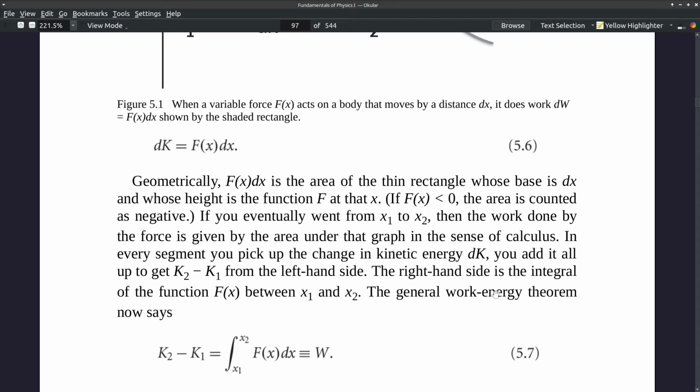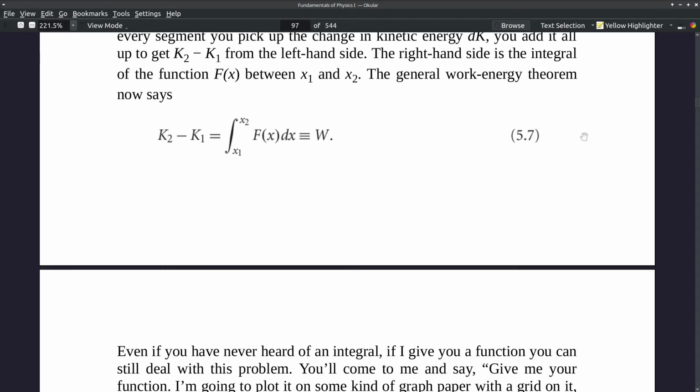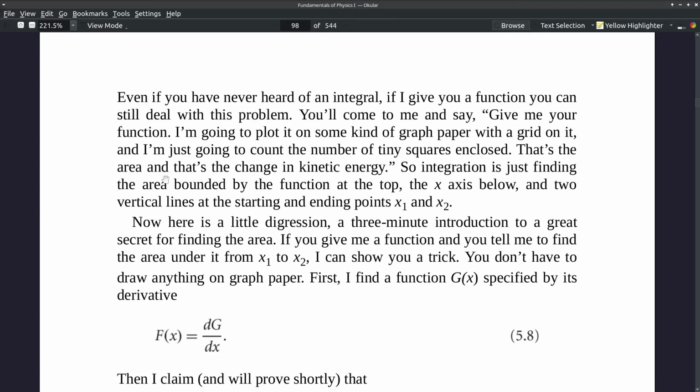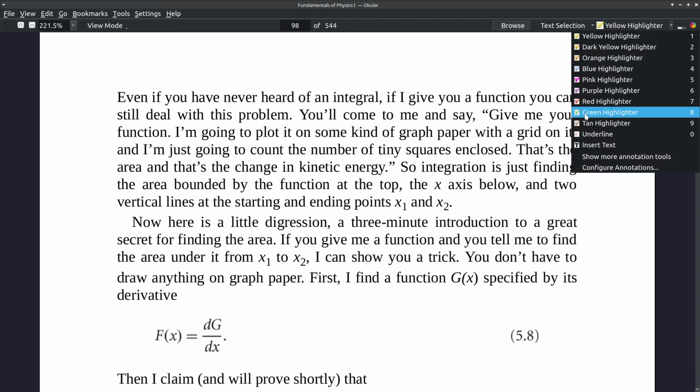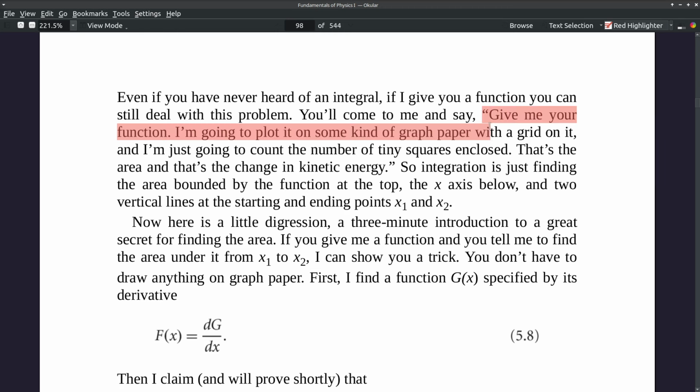The general work energy theorem now says, figure 5.7. Even if you have never heard of an integral, if I give you a function, you can still deal with this problem. You'll come to me and say, give me your function. I'm going to plot it on some kind of graph paper with a grid on it, and I'm just going to count the number of tiny squares enclosed. That's the area, and that's the change in kinetic energy. So integration is just finding the area bounded by the function at the top, the x-axis below, and two vertical lines at the starting and ending points, x1 and x2.